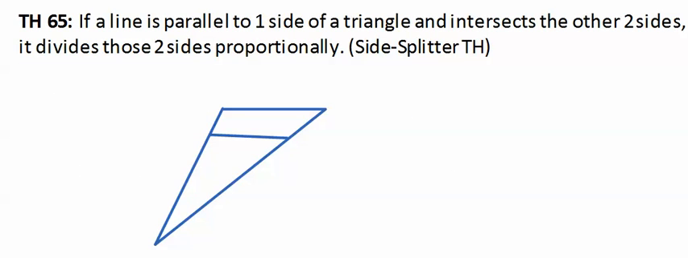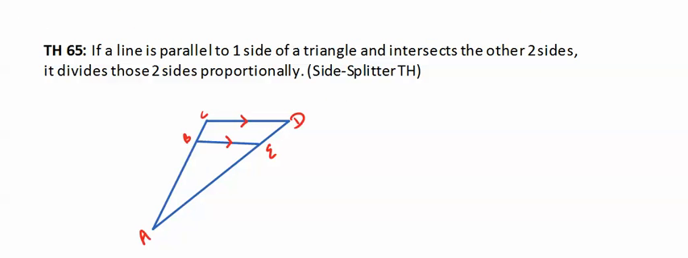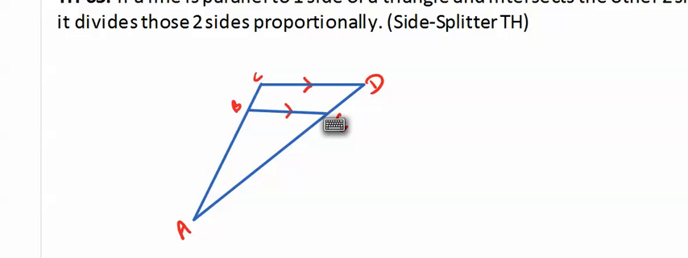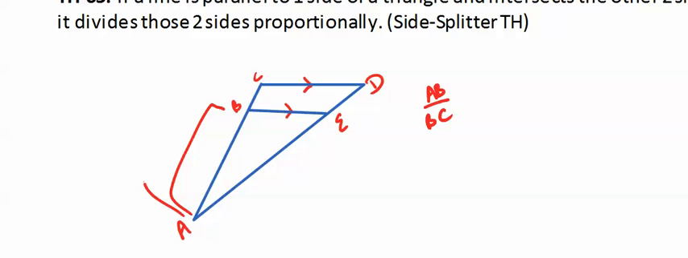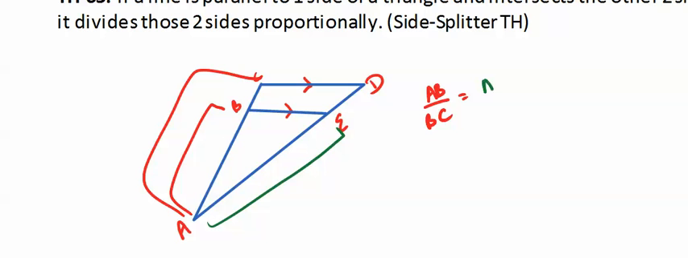So if we take a look at the triangle given, let's label this as A, B, C, D, E. And let's say that CD is parallel to BE. What the side splitter theorem says is that AB over BC will be proportional to AE over AD.